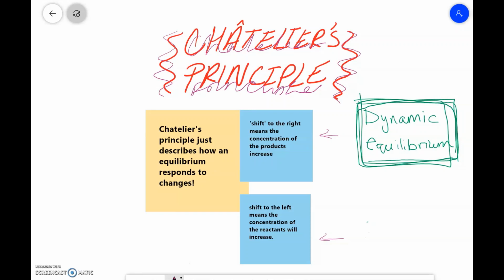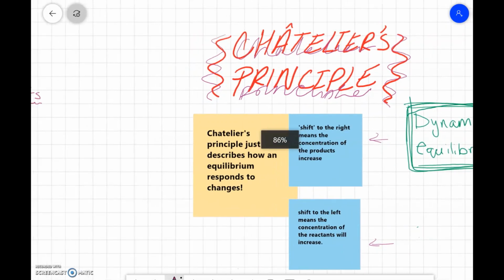Le Chatelier's principle just describes how equilibriums respond to changes, and something you should keep in mind while we're going through this is what a shift is. A shift to the right means that the concentrations of the products will increase, and a shift to the left means that the concentration of the reactants will increase. We'll further elaborate on this and you'll get to visualize it better once you see it in action.